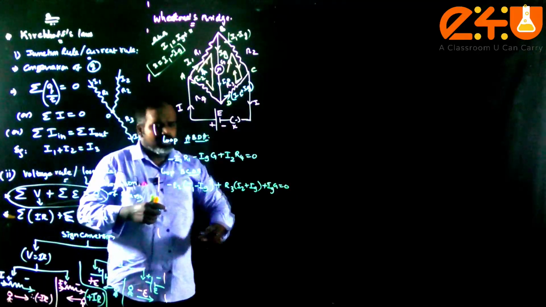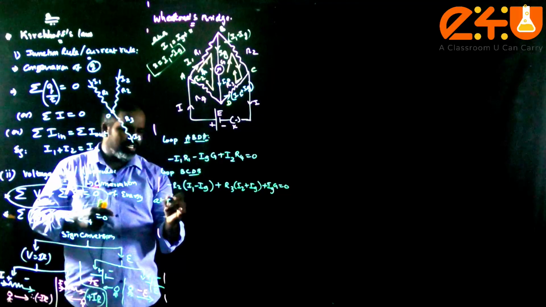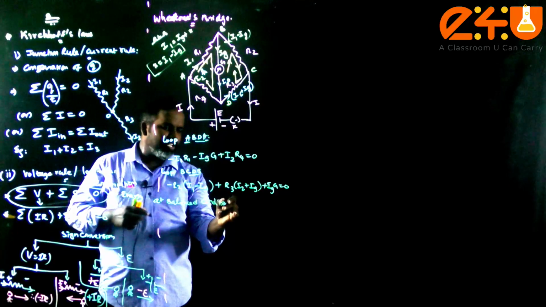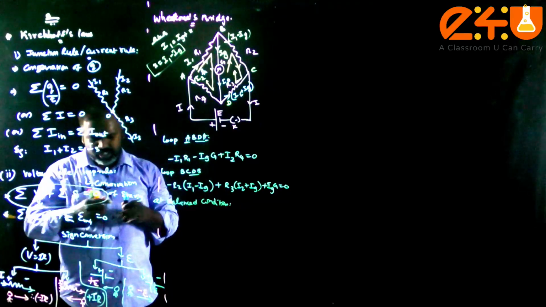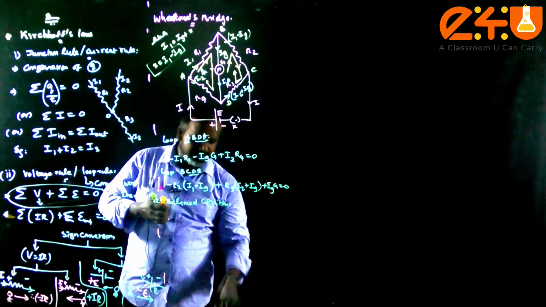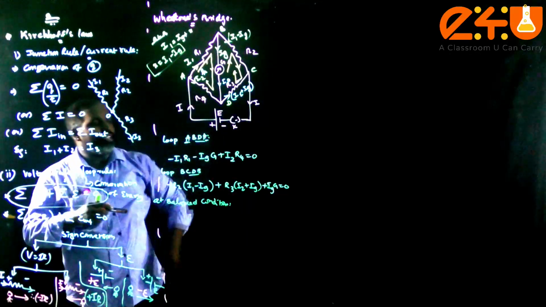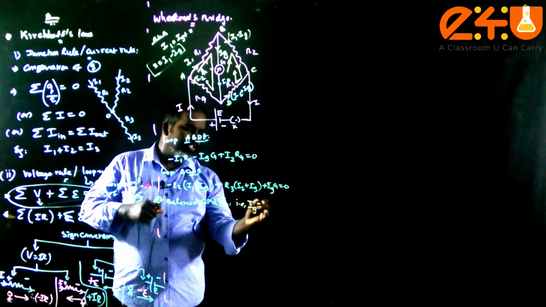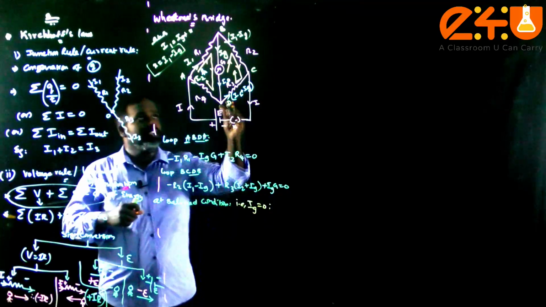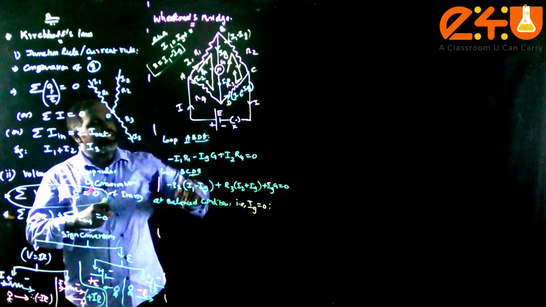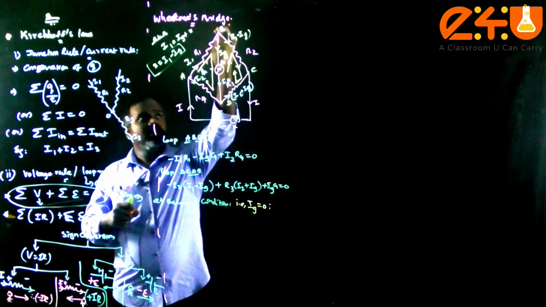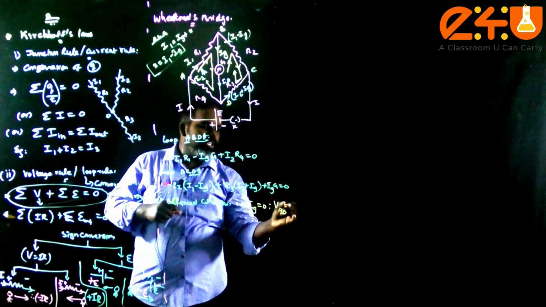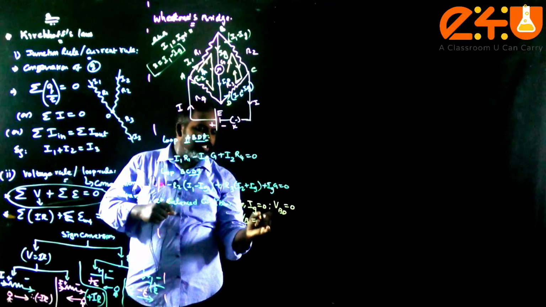Now, at the balanced condition, what is the meaning of the balanced condition? It means the current through the galvanometer in the middle branch should be 0, that is, Ig should be 0. We know that current flows only when there is a potential difference. Therefore, the potential difference across B and D, that is VBD, is 0, or we can say VB is equal to VD.